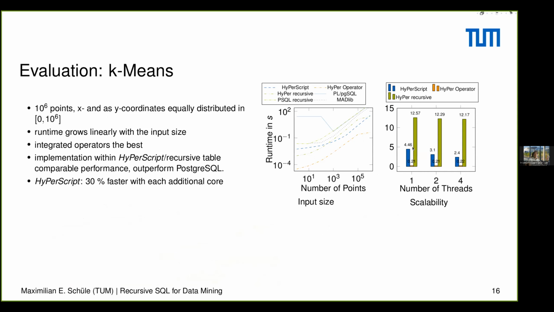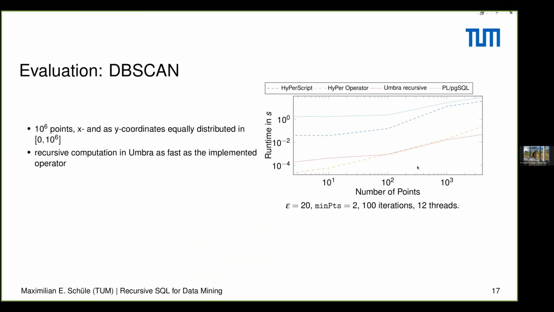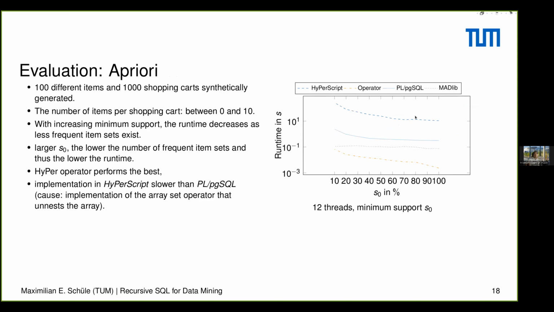And what you can also see is that it performs faster with each additional core, but actually our operators are better implemented. Also for k-means, we can see the same performance: our recursive computation and our operators perform the best, and the scripting languages perform the worst.